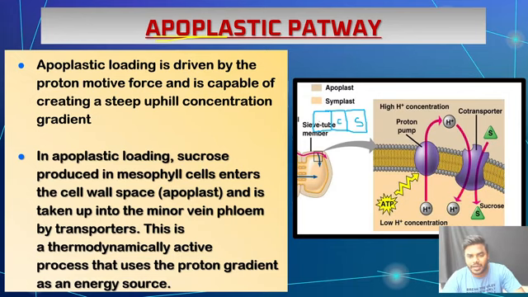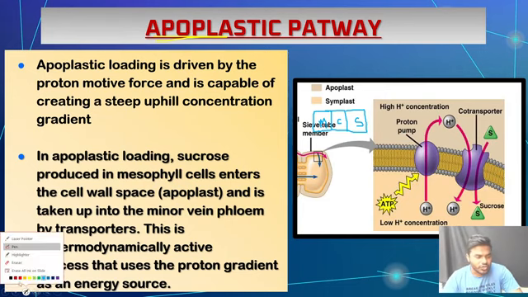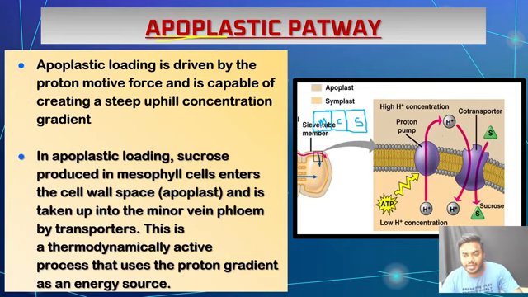Sieve tube, companion, mesophyll. Friends, where does the sugar finally enter? I want every student to understand. This is the sieve tube element membrane. All the students look into the picture, friends. This is the sucrose. Sucrose enters near the sieve tube element membrane. But friends, the point is very, very clear. Do you think sucrose can easily cross the sieve tube element plasma membrane? Is it possible?